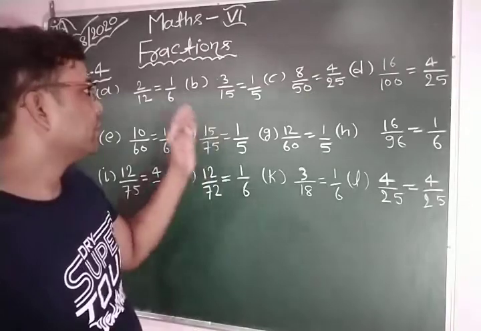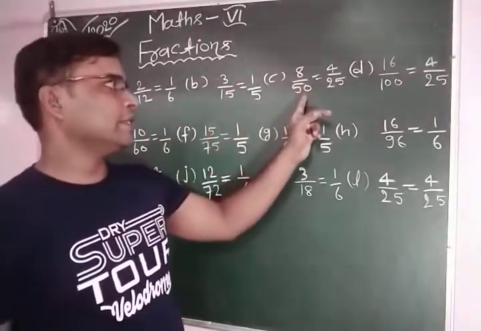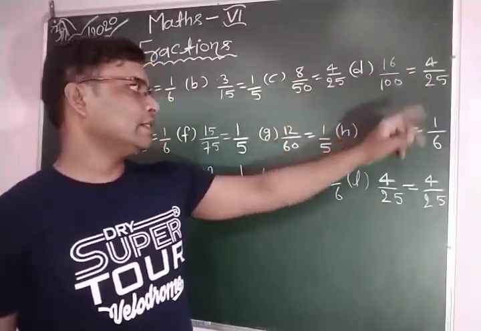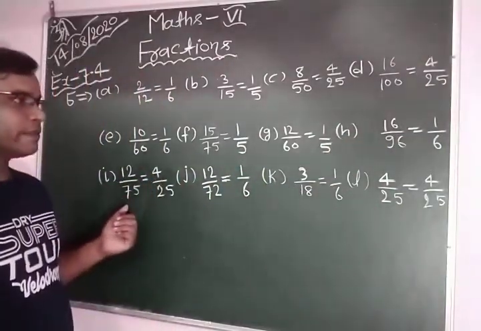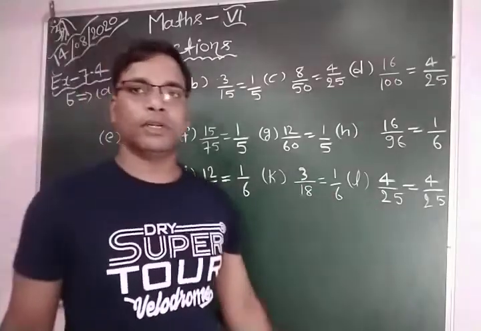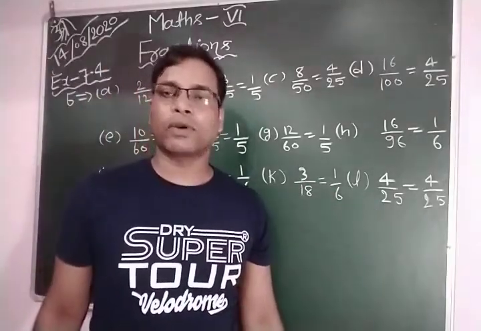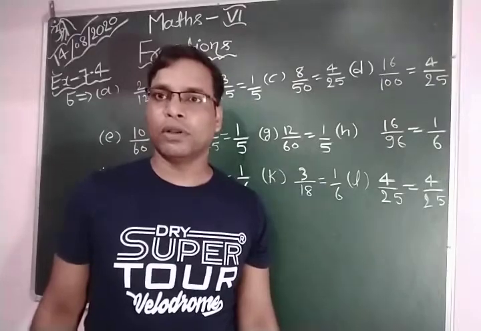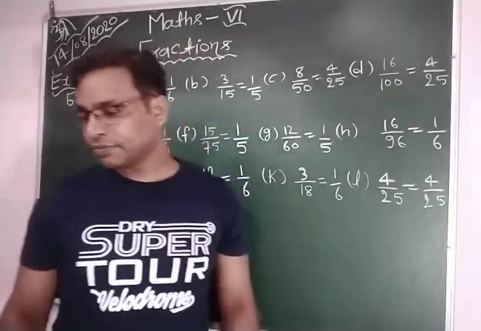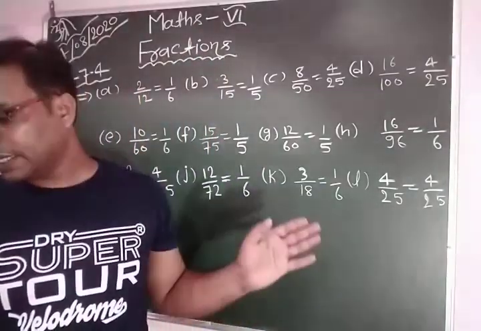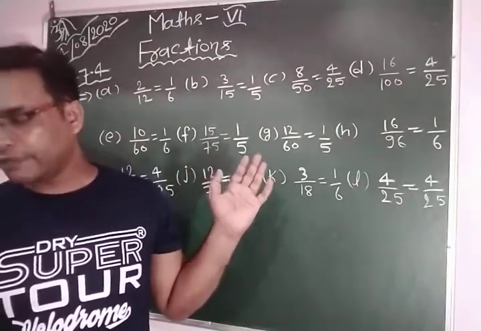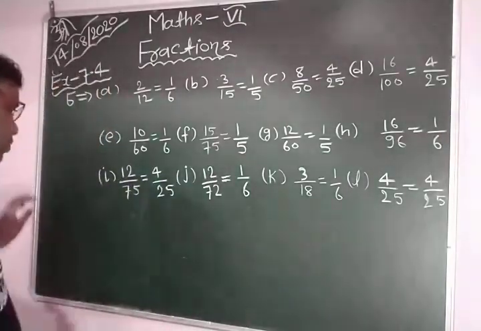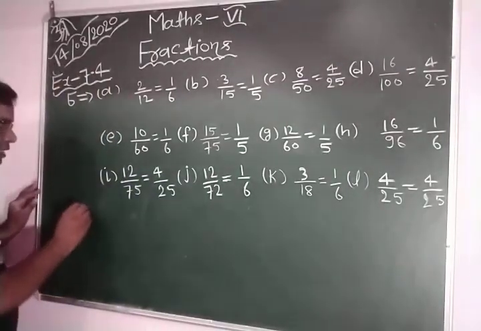And after this you can see here 8 by 50, 16 by 100 and here 12 by 75 and 4 by 25 are equivalent fractions. Okay, they have the same group. Okay, so we write each fraction in a group. Okay, separate them into three groups of equivalent fractions. Okay, so first group, you can write, this is the first group.